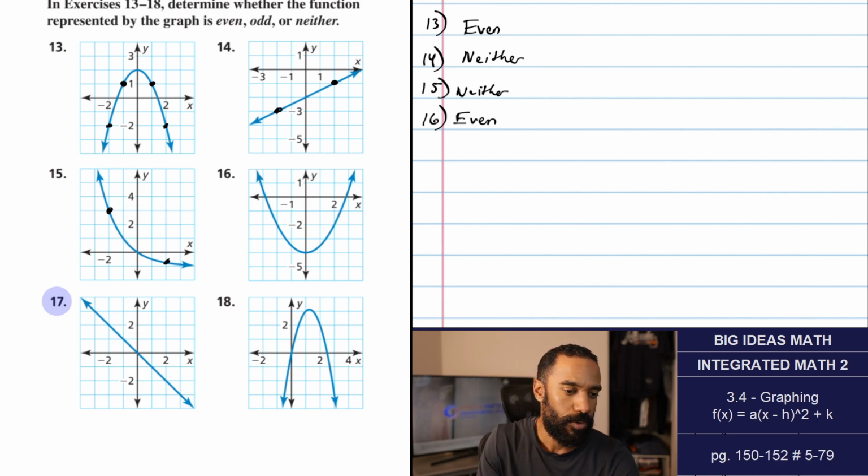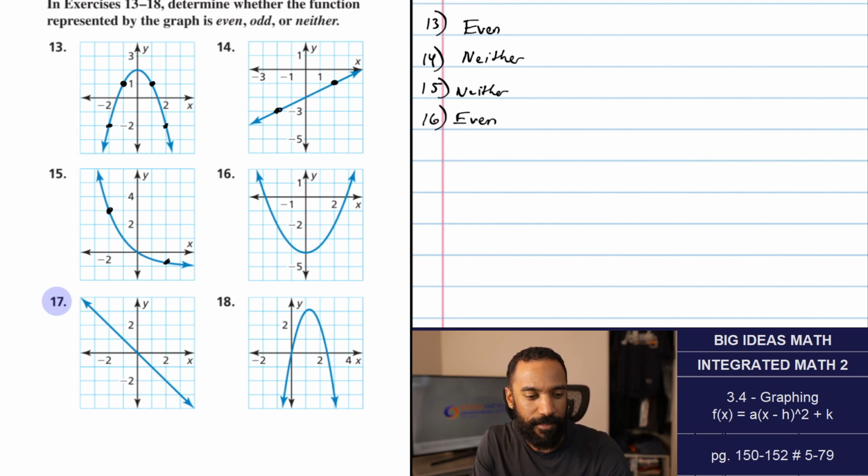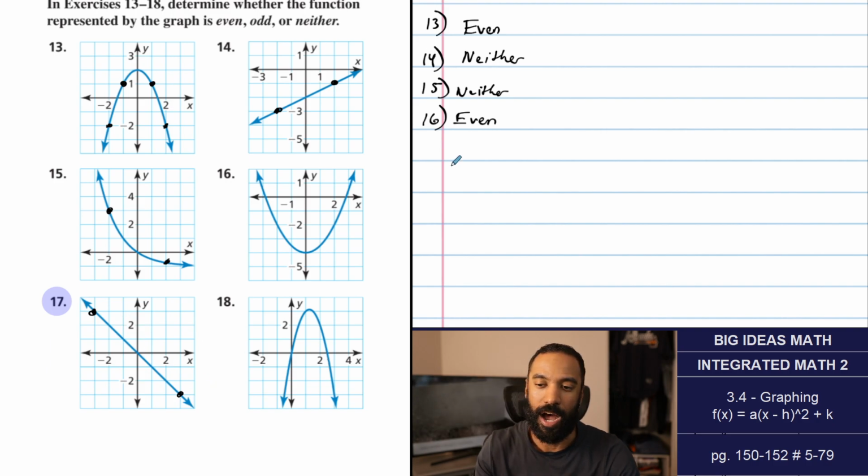Number 17, this might actually have odd degree behavior. I plug in 3, I get -3. I plug in -3, I get +3. I get the exact opposite y's for opposite x's, and that applies for all points on this thing. This is what an odd function does.